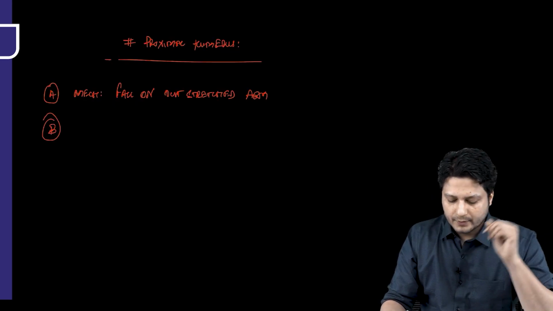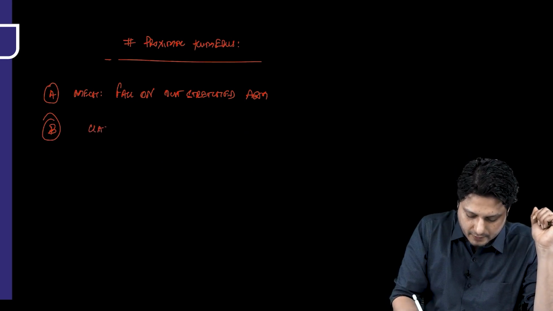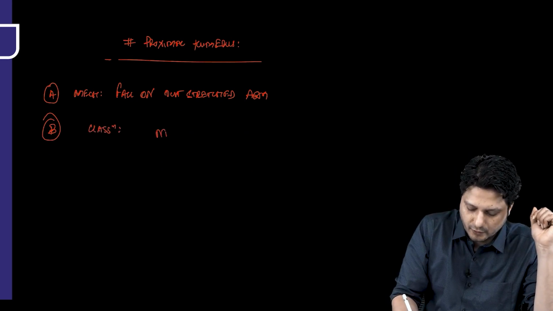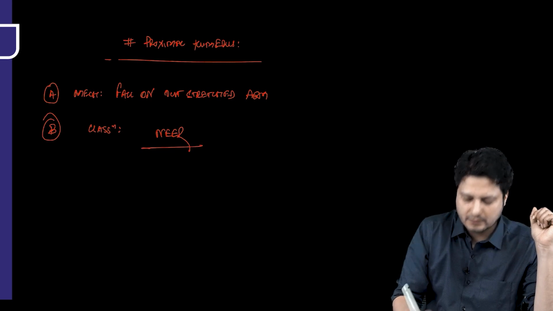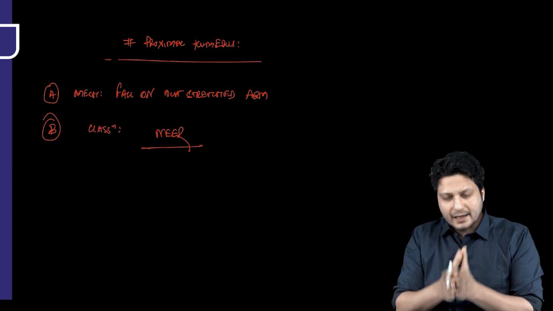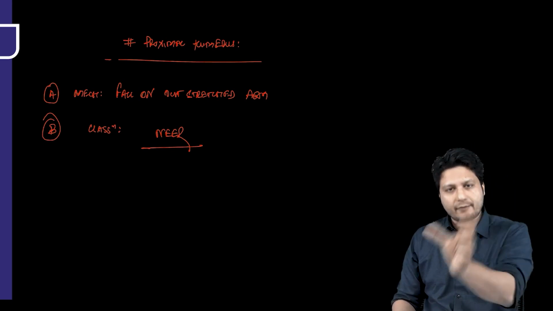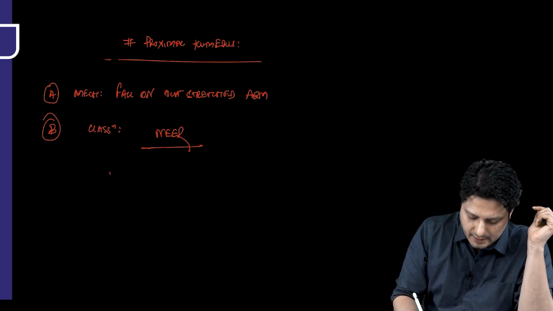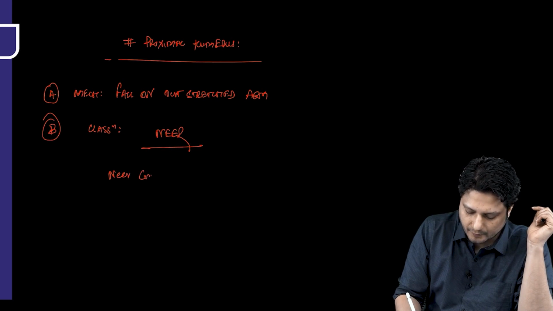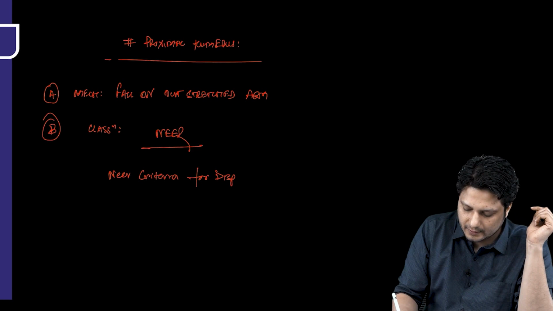Alright. Now point number 2 is, what is the name of the classification? The name of the classification for this proximal humerus fracture is the Neer classification, NEER. Neer has classified the fractures of the humerus into multiple types, but what you have to remember is the Neer criteria for displacement.